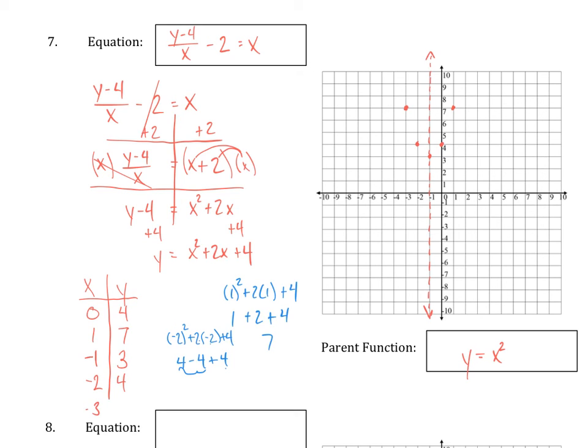-3. So if I try -3, this will be 9. This will be -6. 9 minus 6 is 3. Plus 4 is 7. So we do get the point -3, 7. And now we can finish our parabola. Remember, it goes on forever and ever, upwards in both directions.